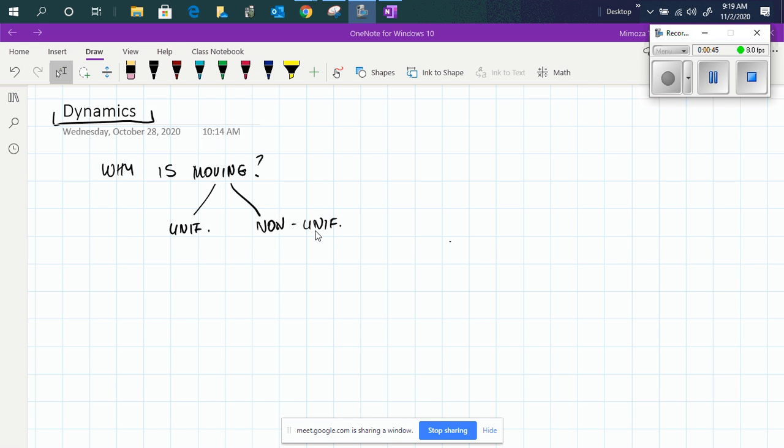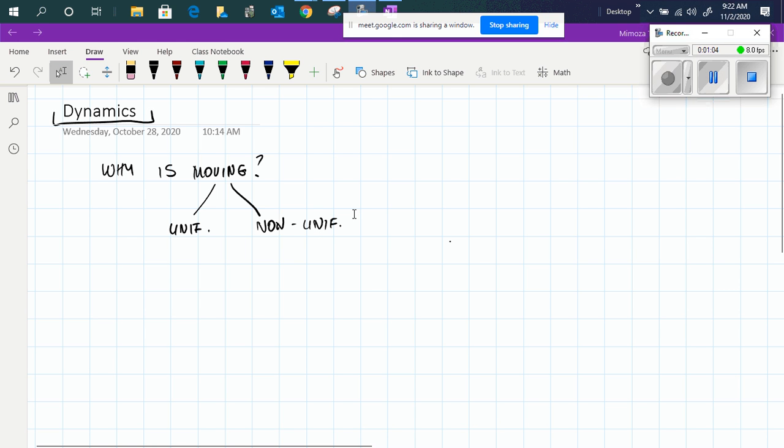In kinematics we analyze the motion and how the object is moving in terms of what is the acceleration. One second. Let's continue with the review of dynamics.